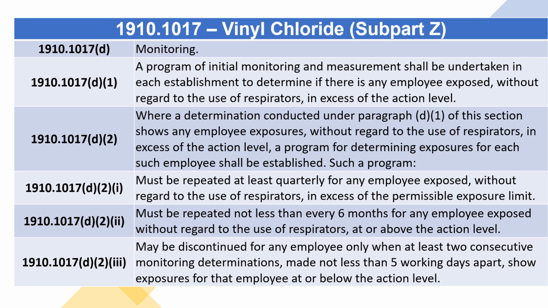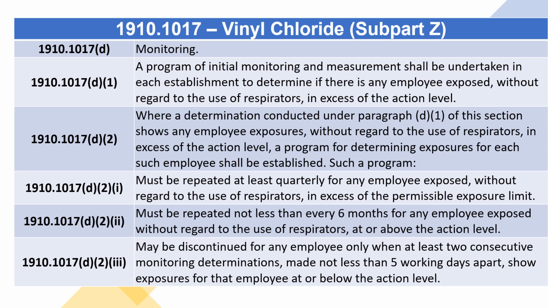1910.1017, D2. Where a determination conducted under paragraph D1 of this section shows any employee exposures, without regard to the use of respirators, in excess of the action level, a program for determining exposures for each such employee shall be established. Such a program, 1910.1017, D2I, through 1910.1017, D2-3, must be repeated at least quarterly for any employee exposed, without regard to the use of respirators, in excess of the permissible exposure limit.